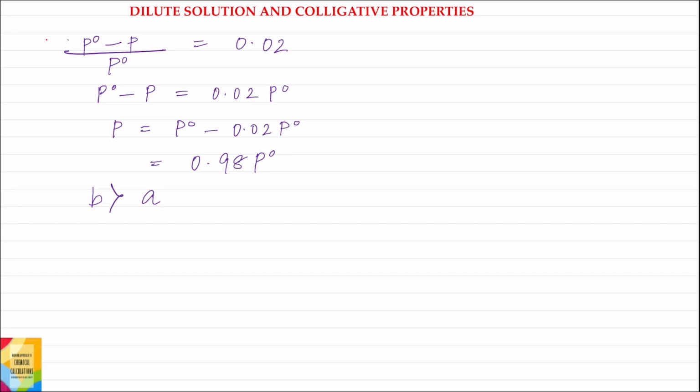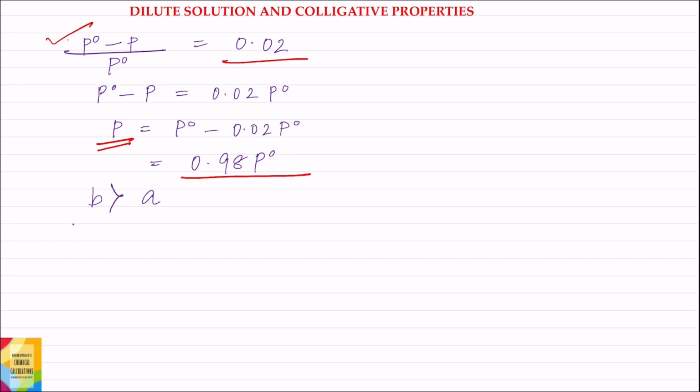Now again, relative lowering of vapor pressure is equal to mole fraction of solute. So relative lowering of vapor pressure, denoted by (P° − P)/P°, is equal to mole fraction of solute, that is 0.02. Solving, we get vapor pressure of solution is equal to 0.98 times the vapor pressure of the solvent. So the vapor pressure of the solution in B is greater than the vapor pressure of the solution in A.